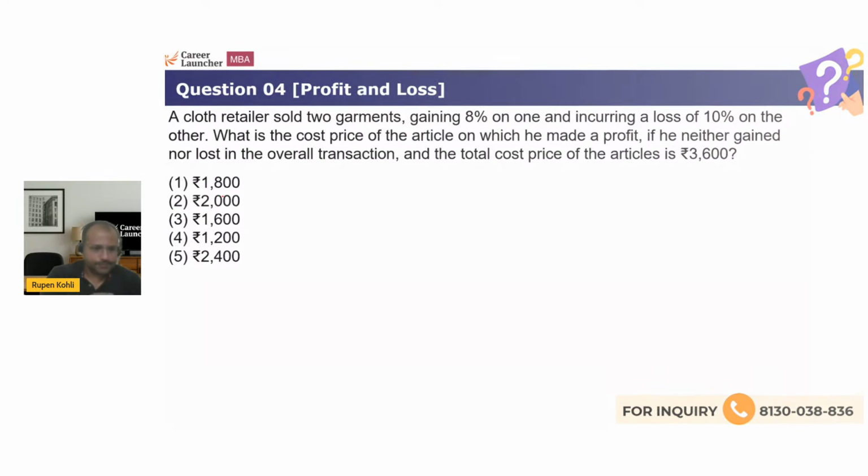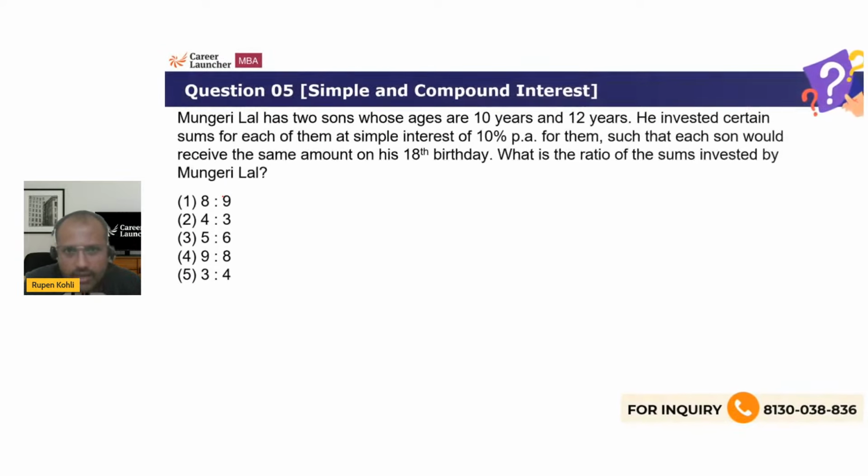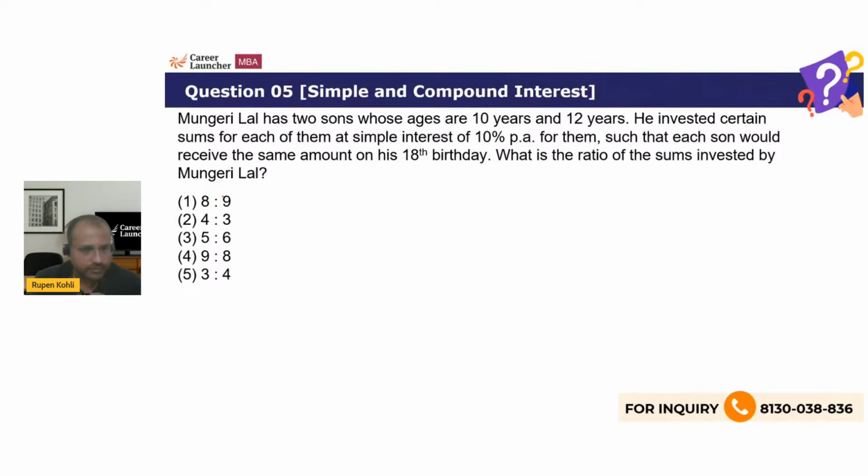Okay, next one. Mungeri Lal has two sons whose ages are 10 and 12 years.